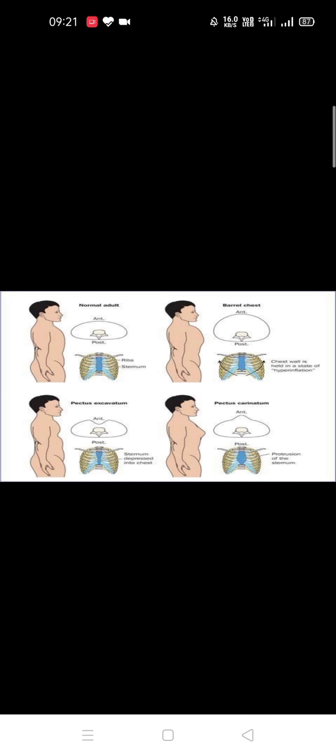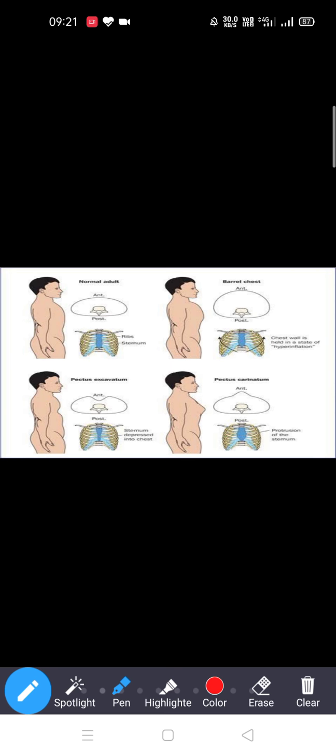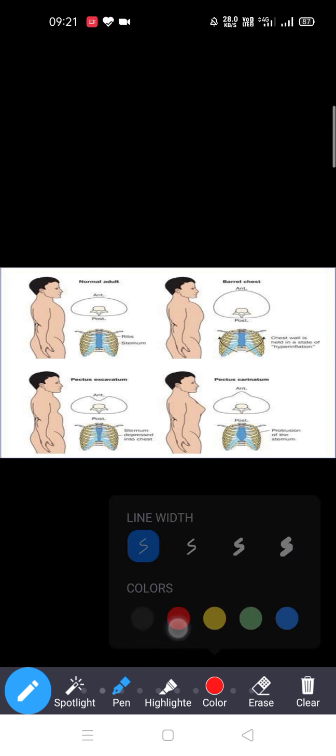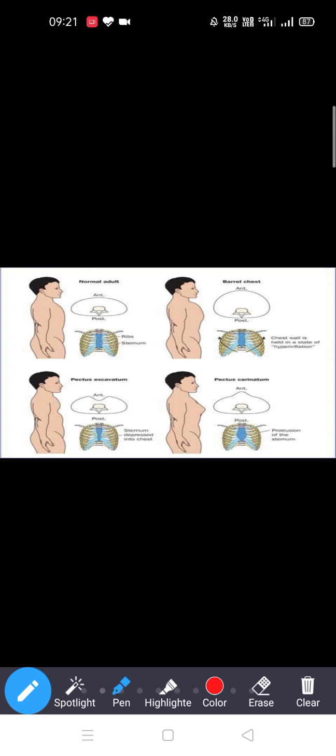So here you can see the picture. This one is the normal one. Okay, first, this picture is the normal. Then second is barrel chest. So in barrel chest what happens? Chest wall is held in a state of hyperinflation, means the chest wall becomes hyperinflated. Okay, so here you can see the picture. The chest wall is hyperinflated. Okay, so this type of chest is called barrel chest.